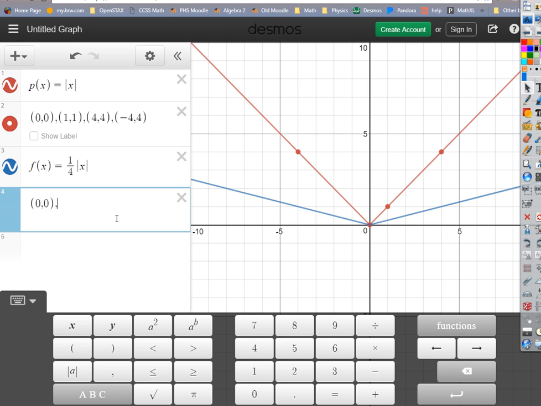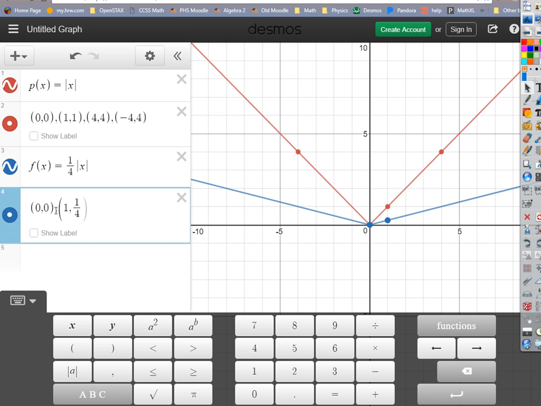You're right. What if I input a 1, positive 1? I've got to do 1/4 times the absolute value of 1. What's the absolute value of 1? 1. 1 times 1/4? 1/4 times 1? 0.25 or 1/4? Right? There it is. Okay, that's on the blue curve like it should be.